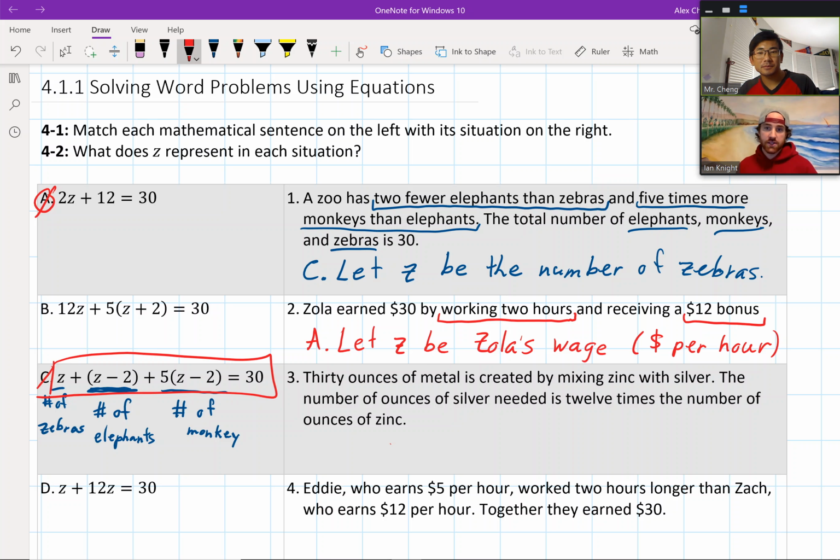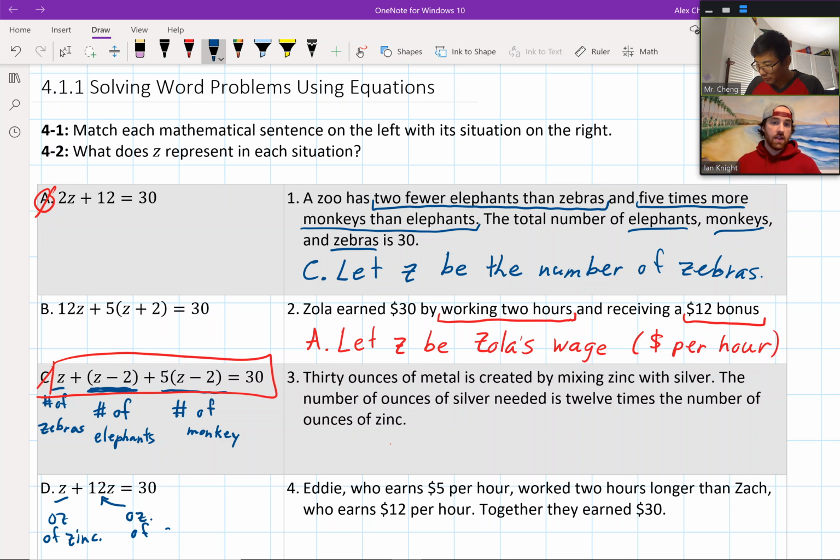But in our case here, we know that if we take our zinc amount and we multiply by 12, adding it to the original, we know we're going to get there. So based on that, if we look over there at part D here, if I take the amount of zinc, that Z, and I add it to the amount of zinc times 12, because remember, I need 12 times as much ounces of zinc for the silver. So that first term would represent the zinc. That second term would represent that amount of silver that I need in order to create that metal. So part D here.